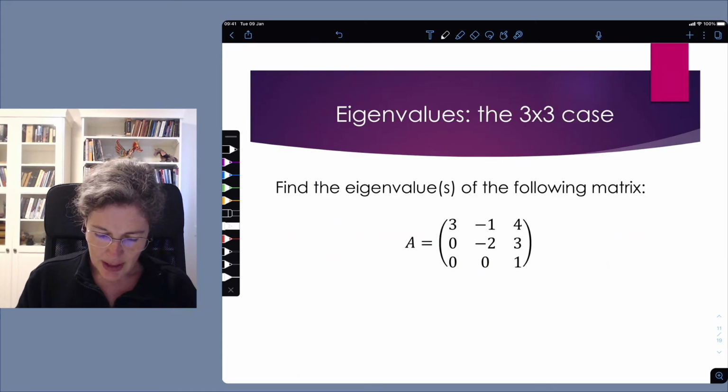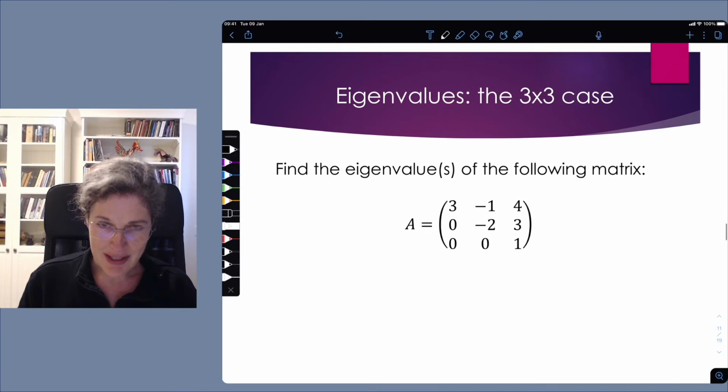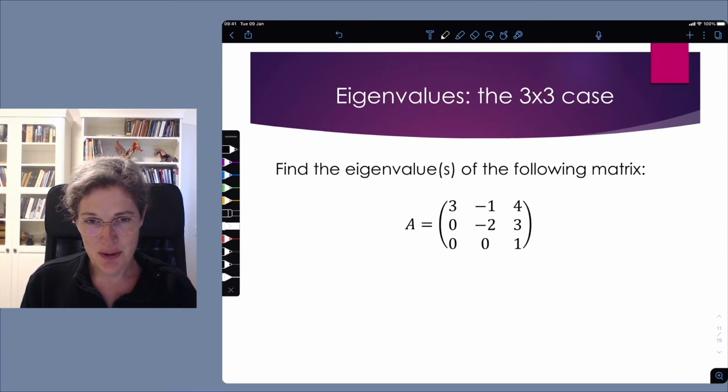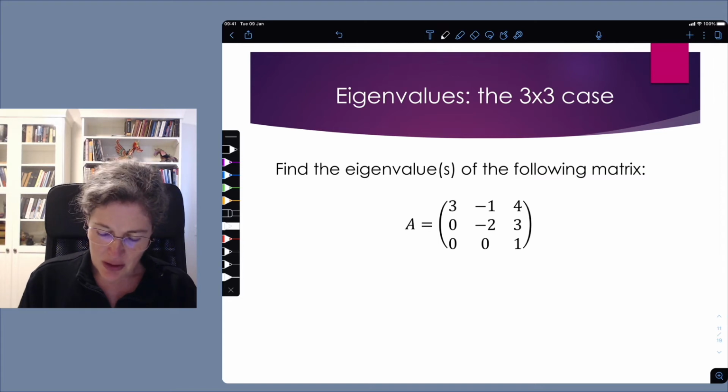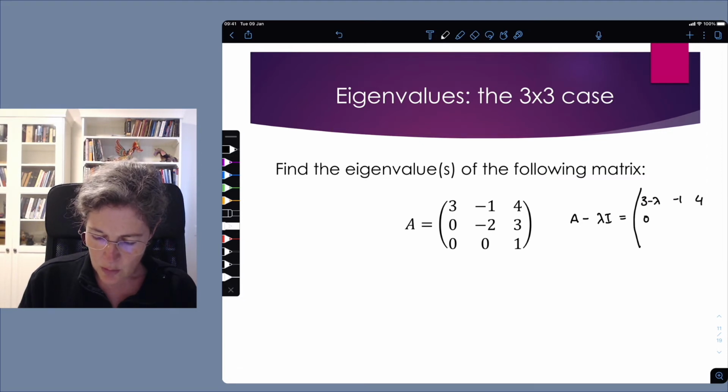Let's have a look at eigenvalues for a 3 by 3 case. This is just so that you get a little bit of practice finding your determinants and things. So remember that we're going to work with the matrix A minus lambda I. And this is always just the same process. It's 3 minus lambda, minus 1, 4, 0, minus 2, 3, 0, whoops, that should be a minus lambda there, 0 and a 1 minus lambda.